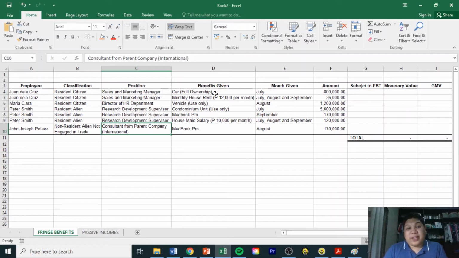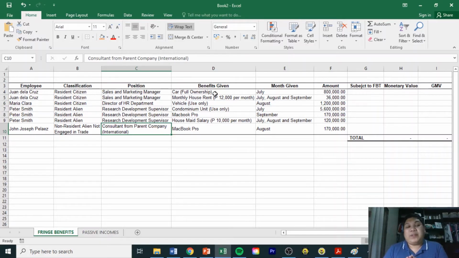We also have here a vehicle for Maria Clara, wherein only the use was granted to her. This vehicle was registered under the company's name and was given to Maria Clara on the condition that she would return it when she resigned, separated from the company, or retired. So the ownership of that vehicle still belongs to the company, while the use belongs to Maria Clara. We also have here Peter Smith receiving a condominium unit, a MacBook Pro, and a housemaid salary.